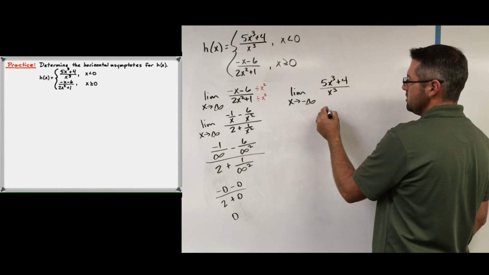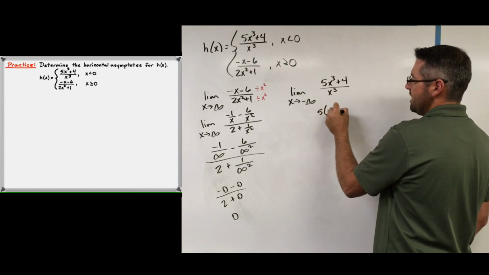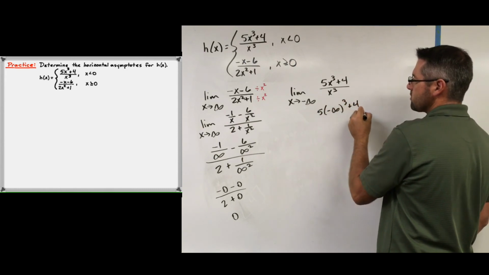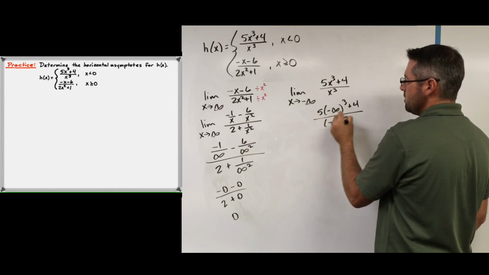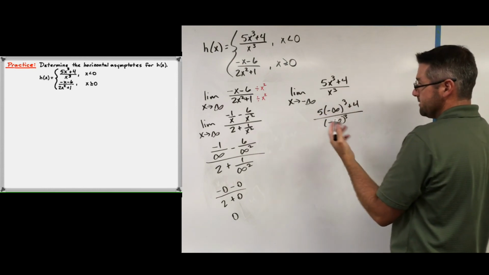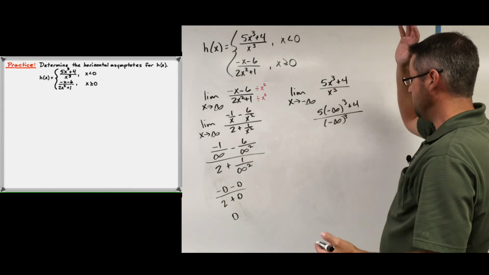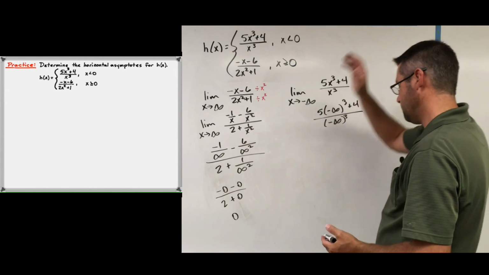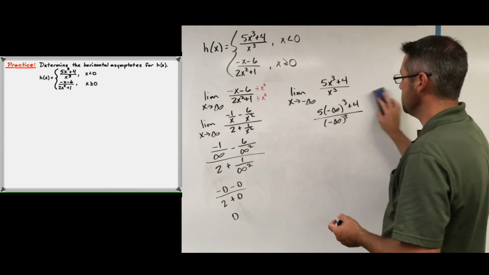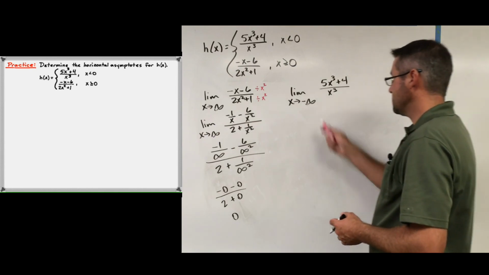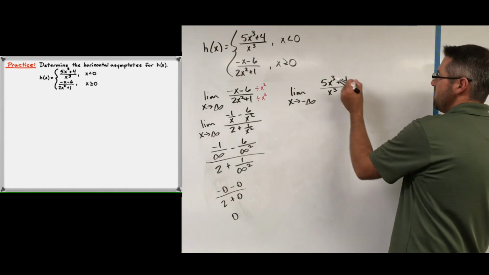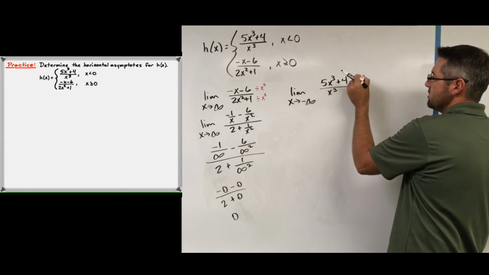We'll try substitution. So it's going to be 5 times negative infinity cubed plus 4 over negative infinity cubed. Negative infinity cubed is negative infinity. Times 5 is negative infinity, plus 4 is negative infinity, over negative infinity. It's indeterminate, so we're going to try something else. Because it's infinity or negative infinity, we're going to divide by the highest power.